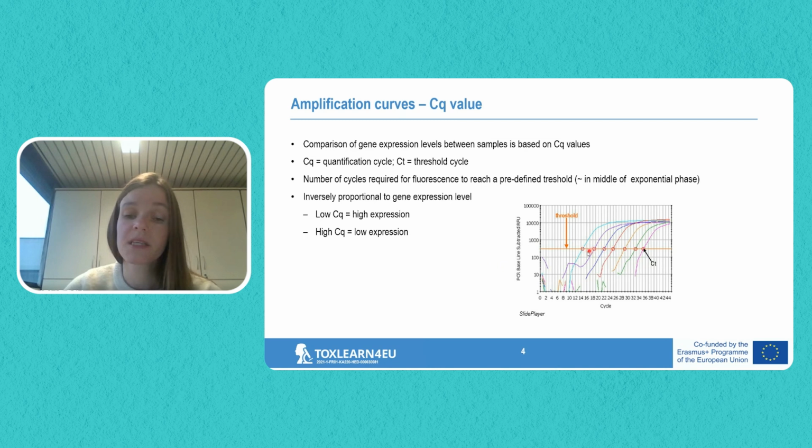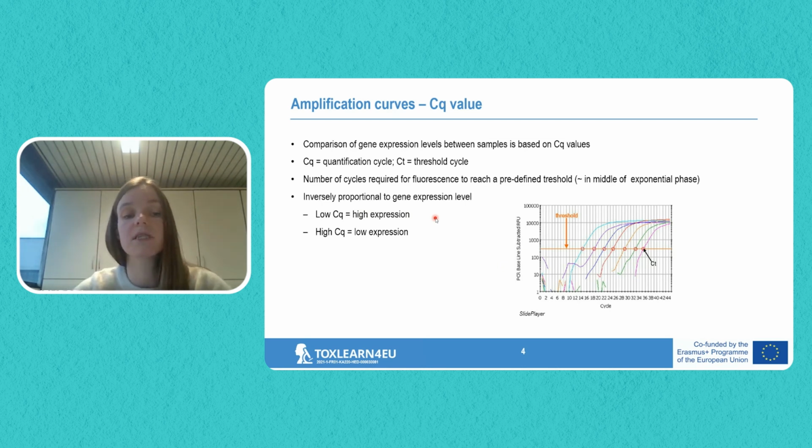And the CQ value can then be read here. So it's the number of cycles that a certain sample needs to reach this fluorescence threshold. And the CQ value is inversely proportional to the gene expression level. So this means that a sample with a low CQ value has a high expression of this specific gene that we're interested in, whereas a high CQ value indicates a low expression of the gene of interest.